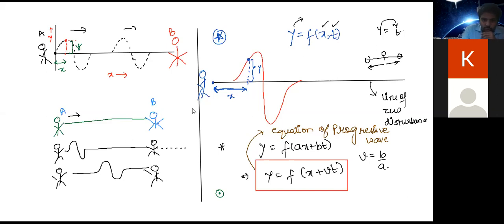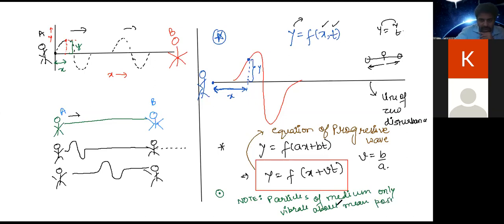Class, note this down: particles of the medium only vibrate about their mean position as the wave passes.